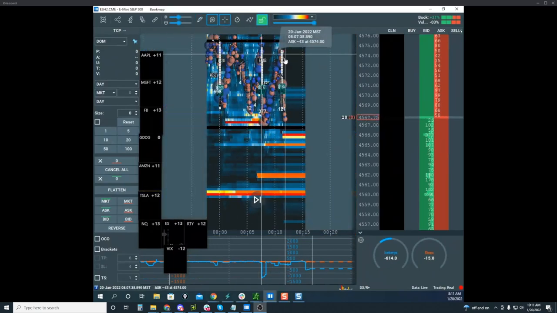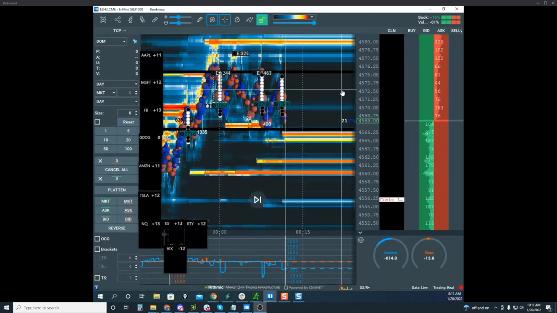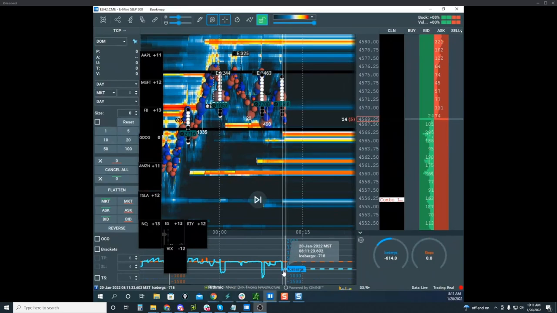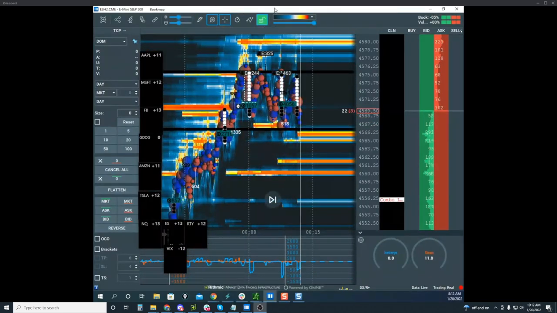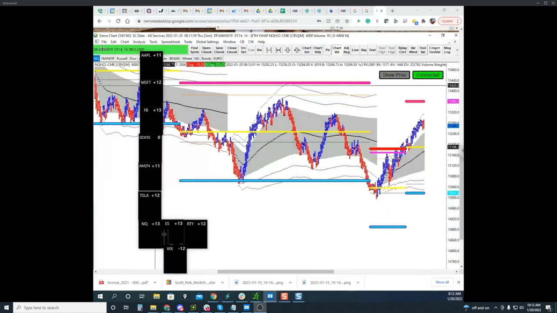ES is trying to rain on my NASDAQ party. NASDAQ keeps trying to rally, and then the sell ice keeps coming in. Here's some more sell ice, another 700. So you've got over 3,000 sell ice in this zone right here. So how am I going to trade this depending on what happens here?